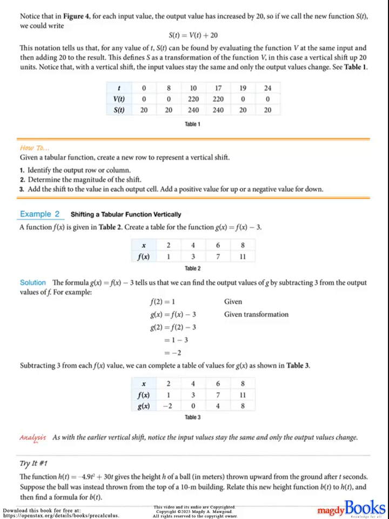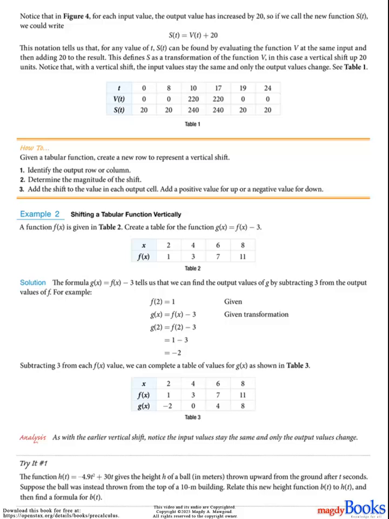How to: Given a tabular function, create a new row to represent a vertical shift. 1. Identify the output row or column. 2. Determine the magnitude of the shift. 3. Add the shift to the value in each output cell. Add a positive value for up or a negative value for down.